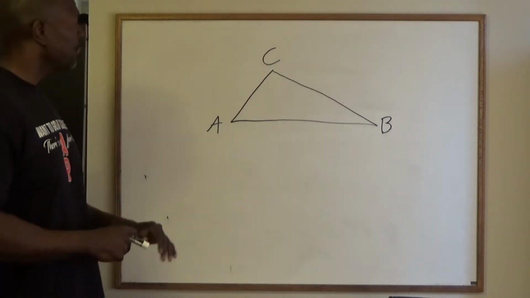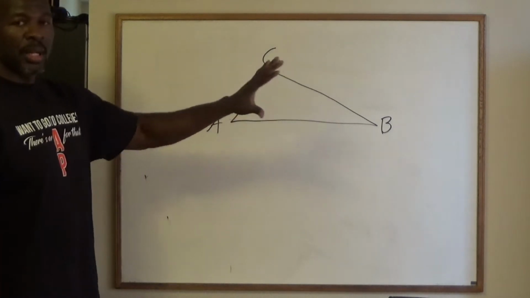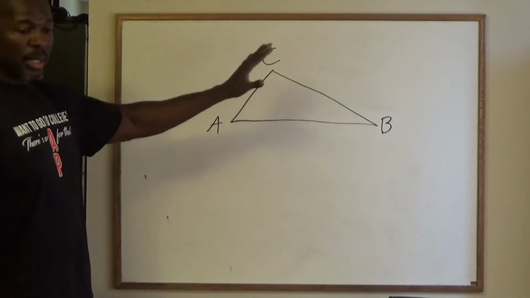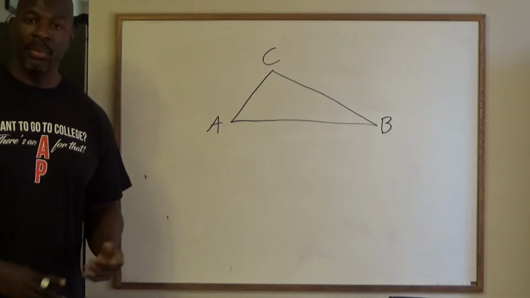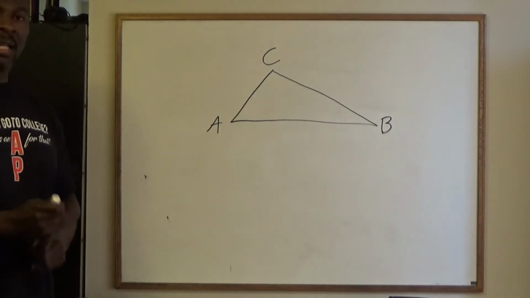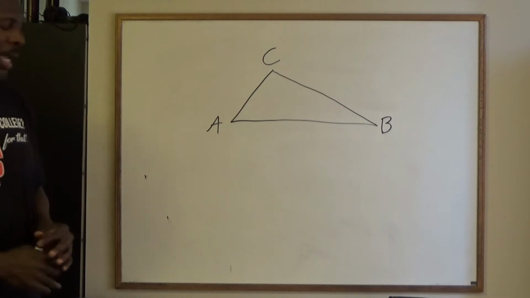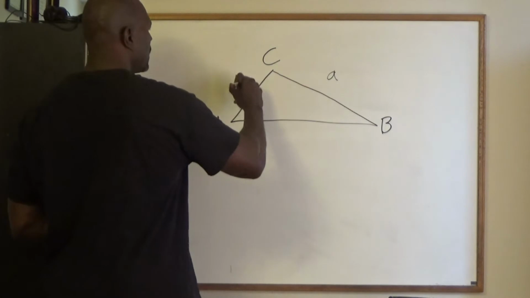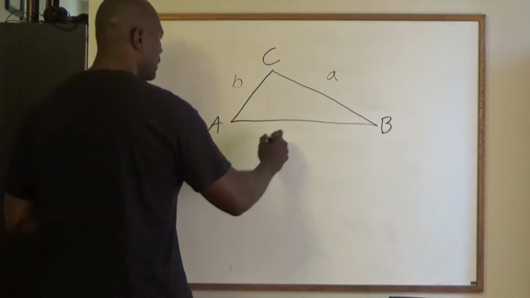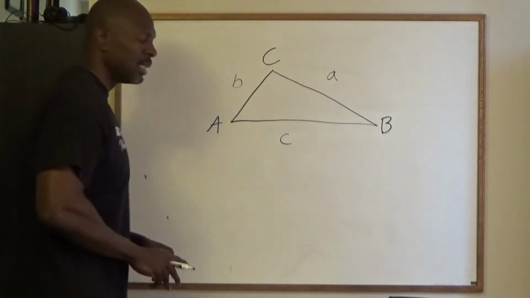To show you, I have an oblique triangle. I have angles labeled capital A, capital B, capital C, and I'm going to label the sides opposite of those angles as little a, opposite big A, little b, opposite big B, and little c, opposite big C.